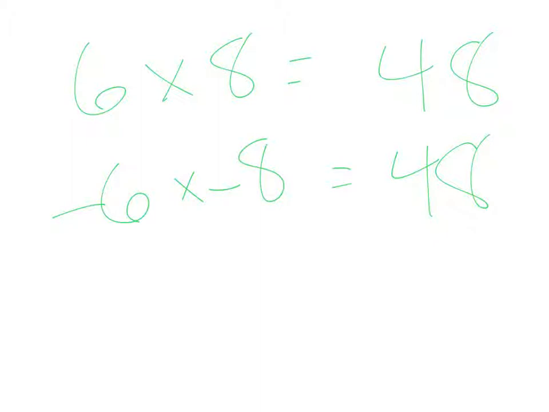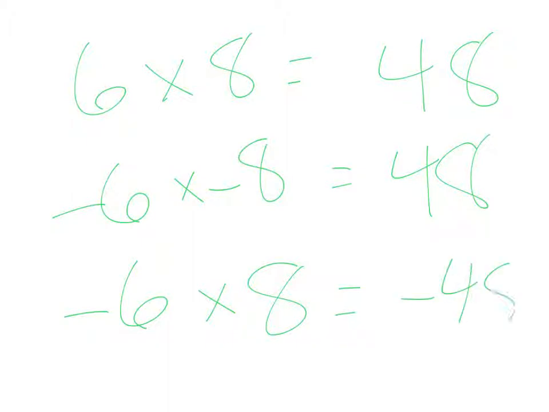But we're just looking at determining the sign. The only time you'll get a negative answer in a multiplication problem is if you have mismatched signs. So I have negative 6 times positive 8. That's going to give me my negative 48. Or if it was reversed and it was positive 6 times negative 8, I would also get negative 48 in that problem. So that's a little bit easier with the multiplication.